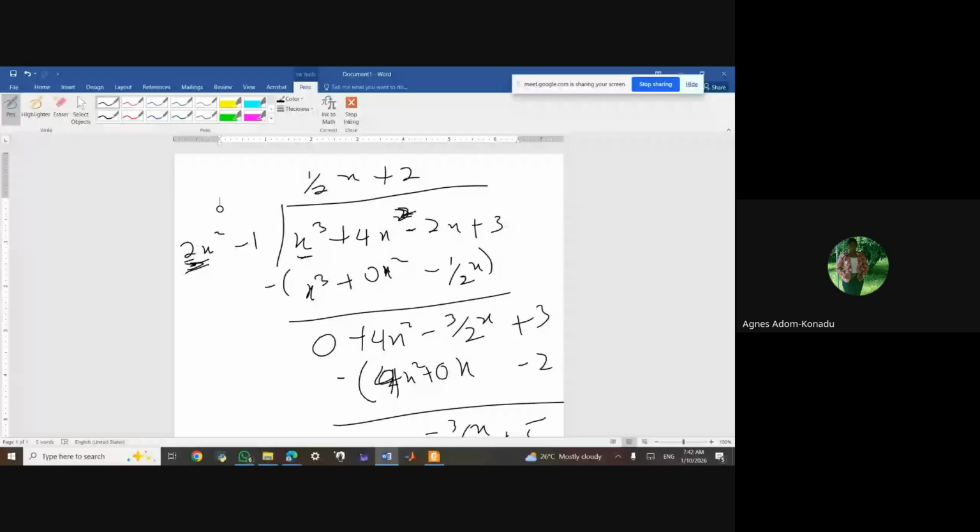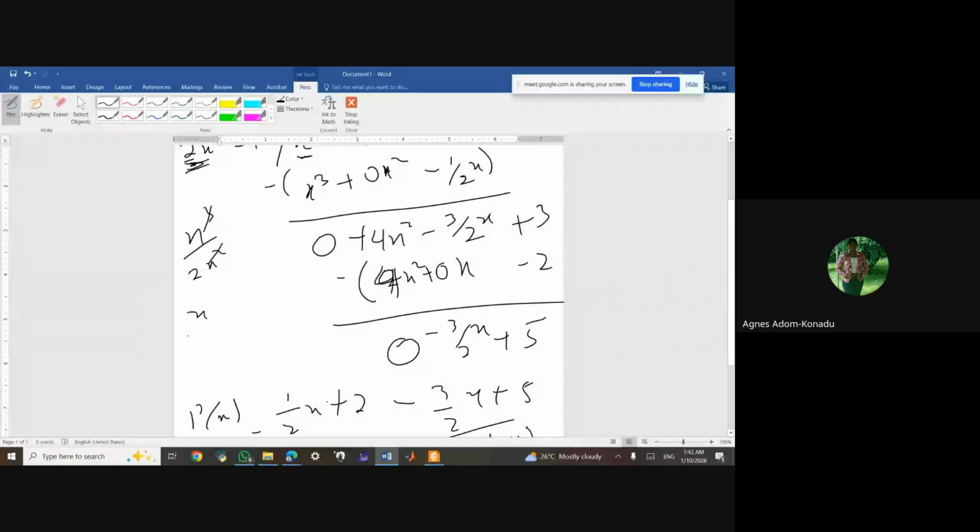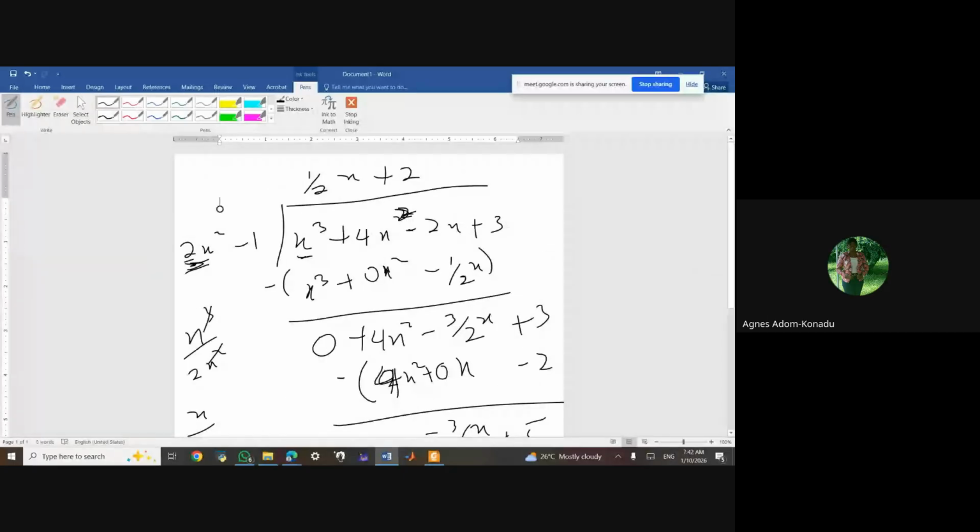Okay, so let's continue. We want to divide this function by this function. So what you do is you take the first function, that is x to the power 3, and you divide it by the 2x squared. When you do that, you're going to get x to the power 3 over 2x squared. By indices, this will divide, take 2 of this, so I'll be left with x over 2. So that's the reason why I have half x. When I divide this by this, I'm going to get half x.